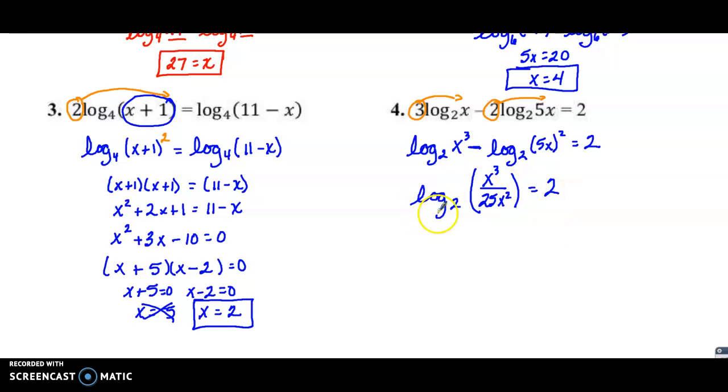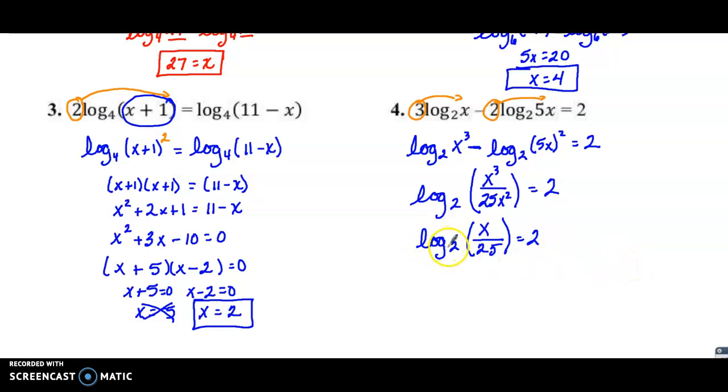Now with this, notice I've only got the one log. I can simplify this first, or you can do it in the same step if you want to, but I'll go ahead and simplify it first, and that will give me log base 2. Notice I have 3 x's on top and 2 x's on bottom, so those will reduce, leaving me with 1x on top over 25 equals 2.